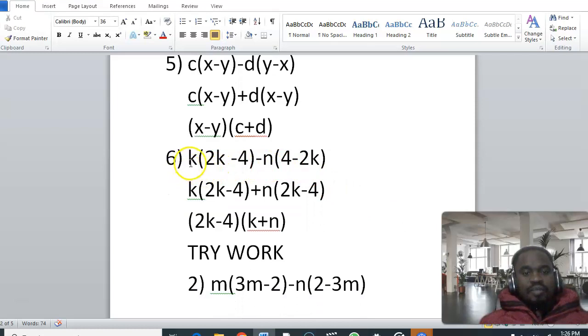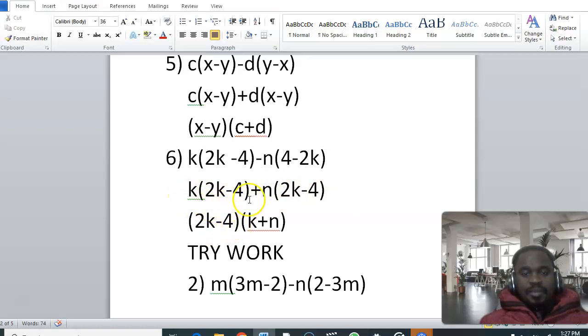Then we are going to have k into bracket 2k minus 4, minus n into bracket 4 minus 2k. They are alike, they are not the same. So I'll still write this k into 2k minus 4. This plus is going to be what? Minus. And this minus n is going to be plus n. Then this minus 2k is going to be plus 2k. Plus 4 is going to be minus 4. Now they are common.